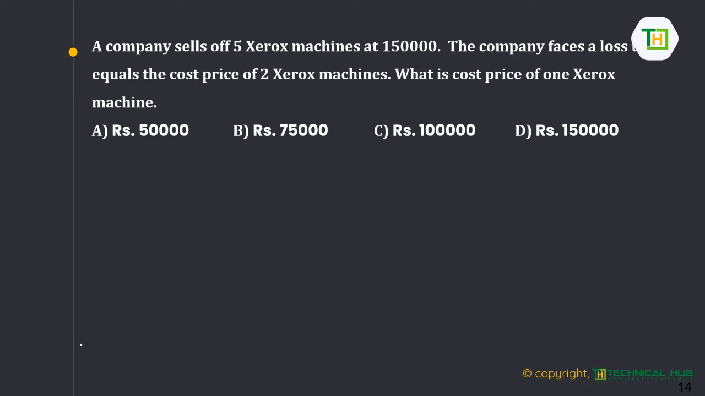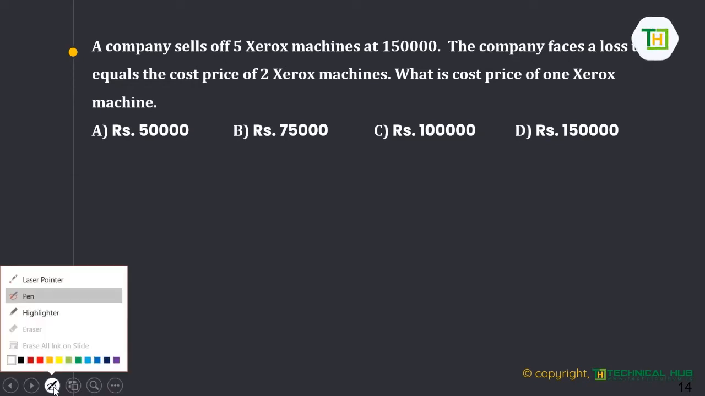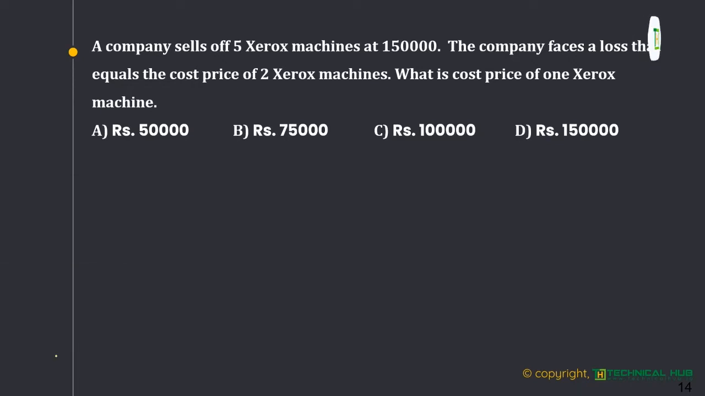See here what is given. A company sells off 5 Xerox machines at 1,50,000. The company incurs a loss that equals the cost price of 2 Xerox machines. It means if you sell 5 Xerox machines at 1,50,000, you will get a loss, and that loss is equal to the cost price of 2 Xerox machines. So what is the cost price of 1 Xerox machine?